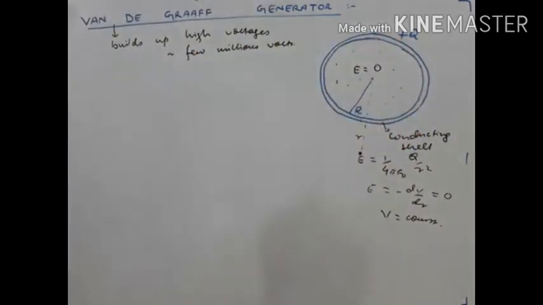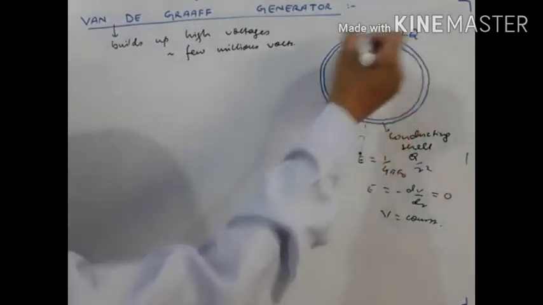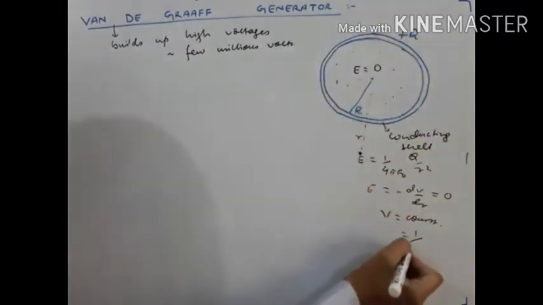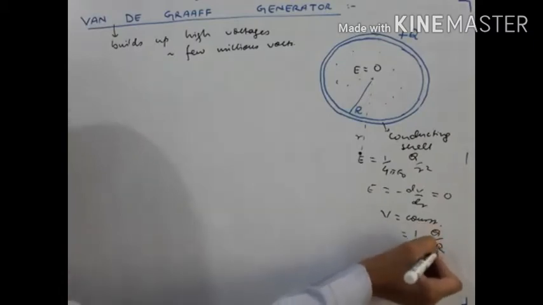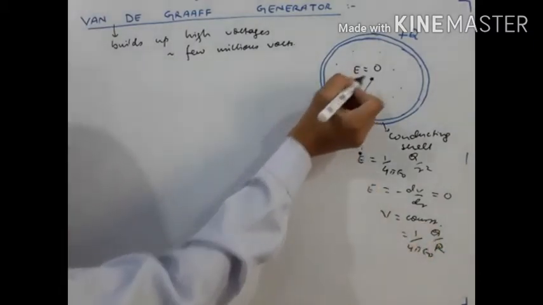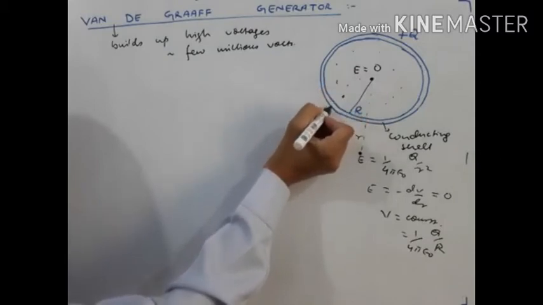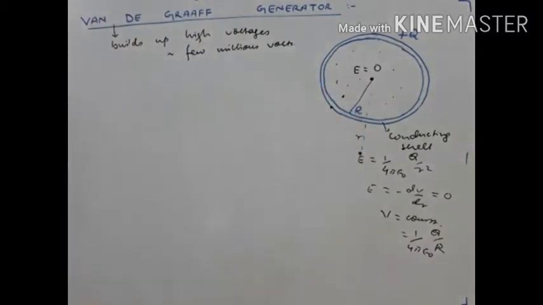And if dV by dr becomes 0, that means potential becomes constant for all points inside this cell and has the same value as the value of potential on the surface, which is how much? 1 upon 4 pi epsilon naught Q upon capital R. So if I take a point here, or here, or I take a point on the surface, at all these 3 points, the potential will be same. How much will it be? 1 by 4 pi epsilon naught Q by R.